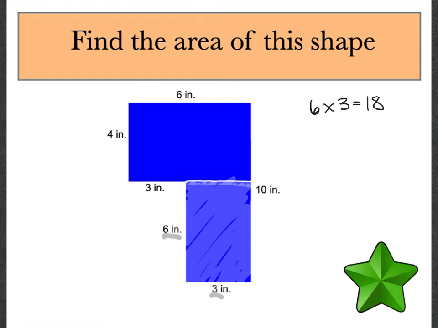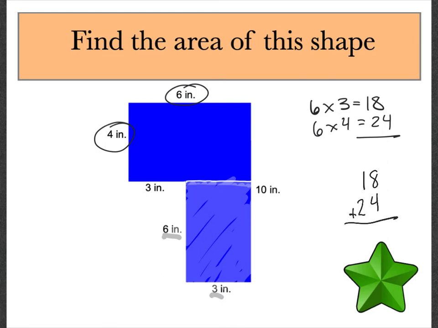And then this dark blue triangle, our base and our height would be 6 and 4. And 6 times 4 equals 24. Then we're going to add 18 and 24. And if it helps to write it down here to give yourself a little extra space, that's perfectly fine. So I get 42. So my area is 42 inches squared.